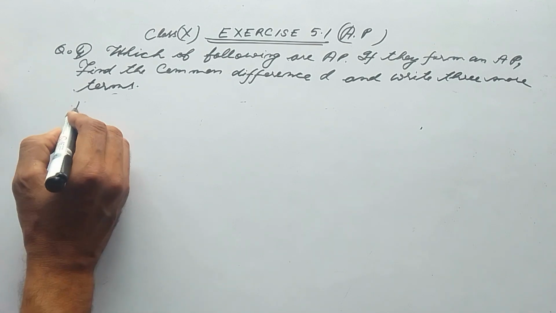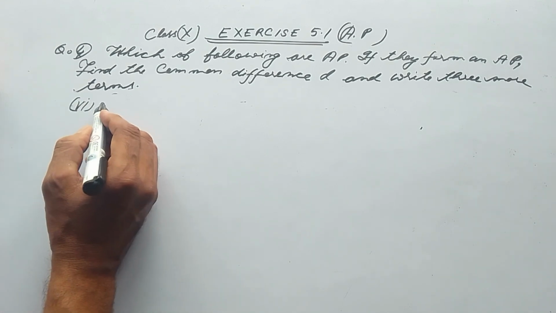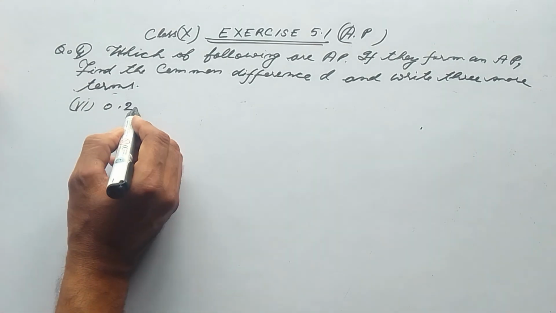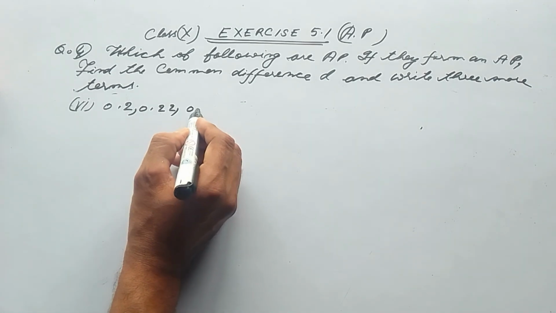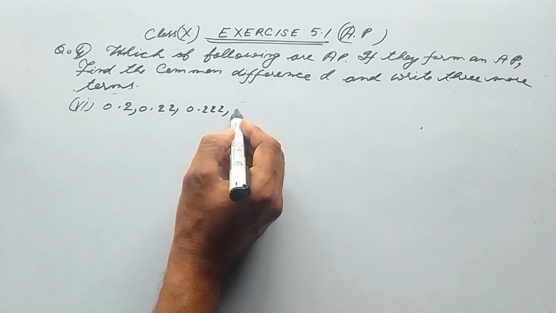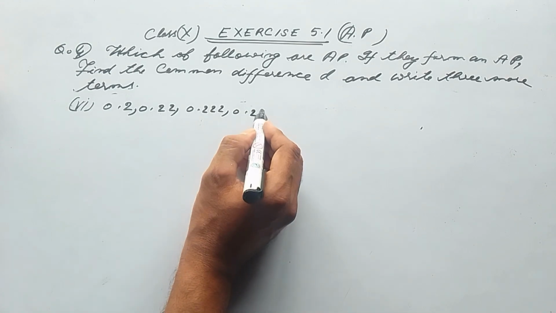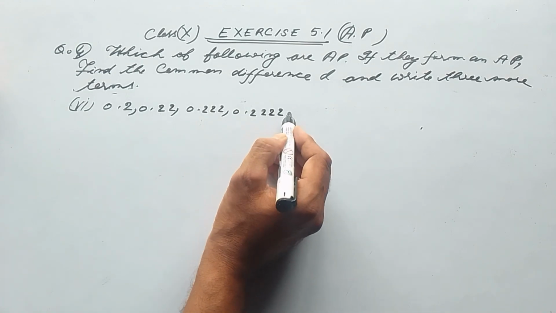Now 6th part, that is 0.2, 0.22, 0.222 and 0.2222 and so on.